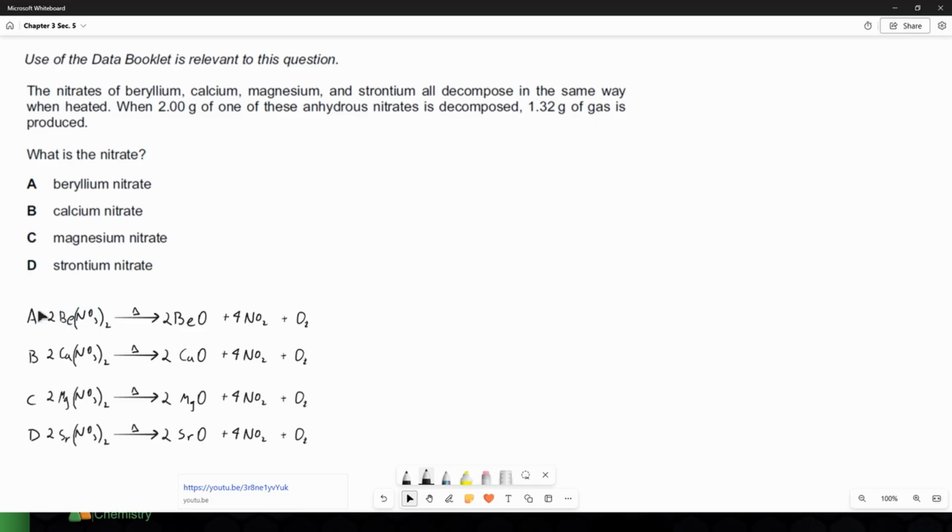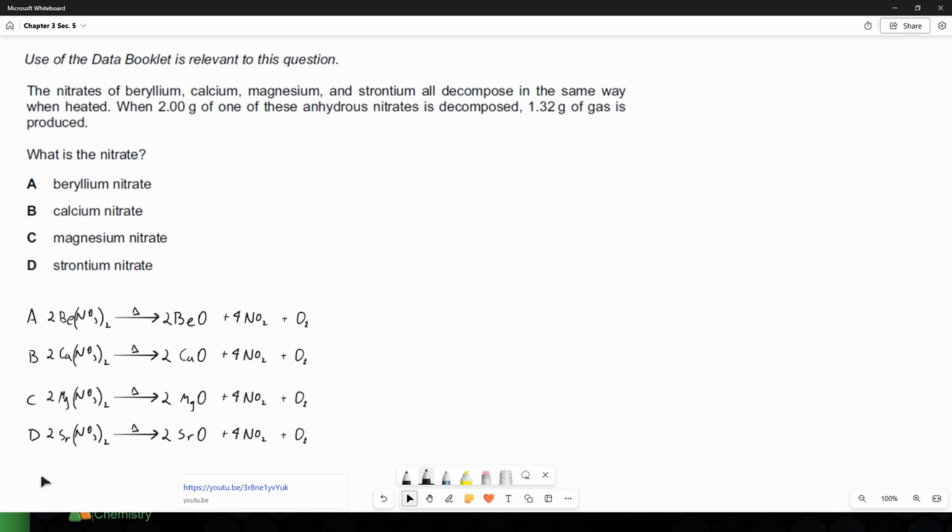Beryllium nitrate decomposes, or 2 beryllium nitrate decomposes into 2 BeO, which is the beryllium oxide, plus 4 NO2 plus O2. Now you'll notice that all of these have the exact same reaction, except the metal changes. Why? Remember that elements in the same group have similar properties. That means they make the same compounds and they react in the same way. So you can see that the nitrates of beryllium, calcium, magnesium, and strontium all decompose the same way when heated. Why? Because they're all group 2 elements, they're in the same group.